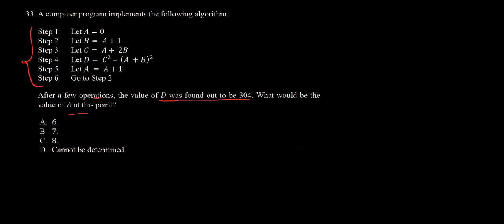Okay, so here you can see in step 4 we have D and in step 1 we have A. In step 4 the D value is 304. Now we need to find the value of A. So how can we do that? Here D can be written as D is equal to C square minus (A plus B) whole square, which is equal to 304. Now all we need to do is replace the values of C and B in this equation and find the value of A.